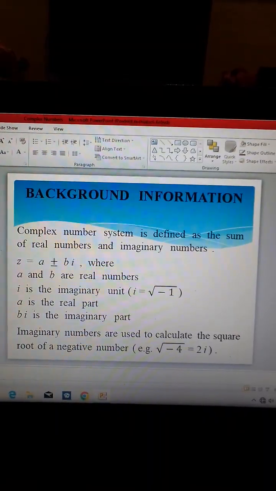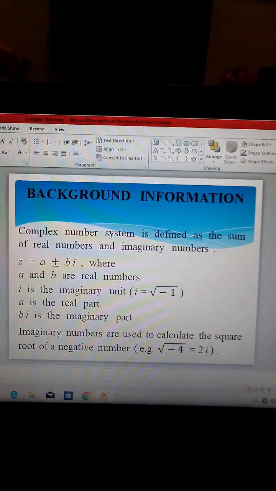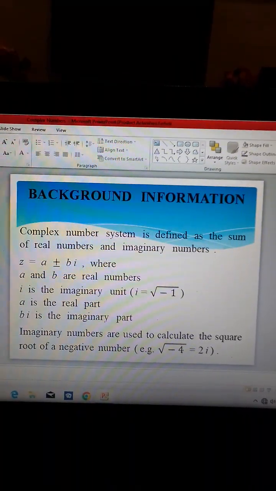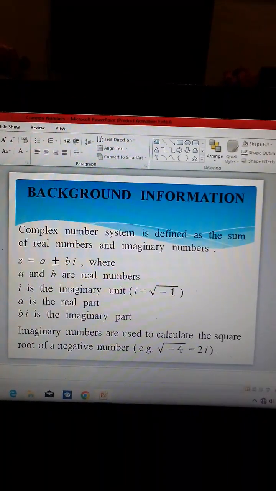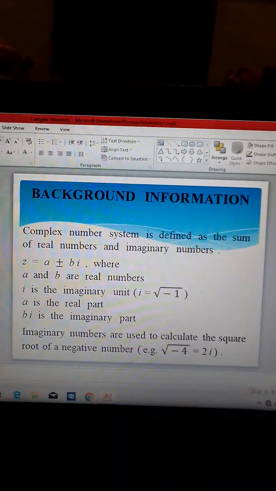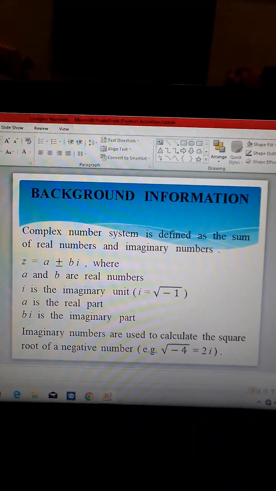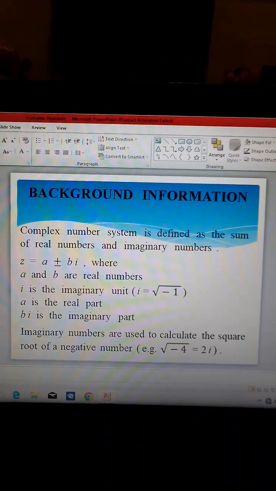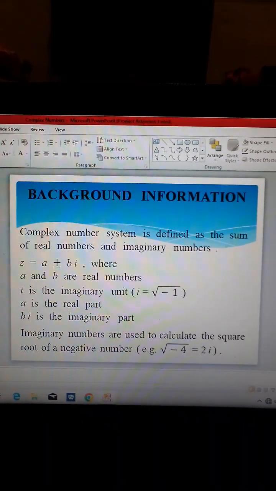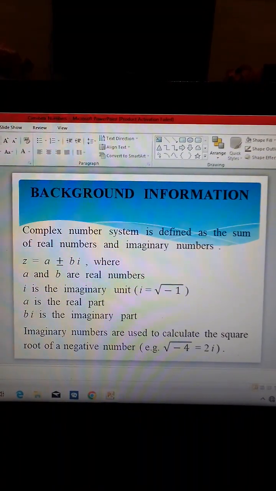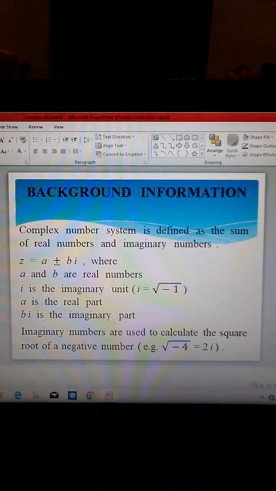Now, imaginary numbers are used to calculate the square root of a negative number. Please note that i is the square root of -1. So for example, the square root of -4 is equal to 2i because it's the square root of 4 times the square root of -1. And the square root of -9 is 3i because it's the square root of 9 times the square root of -1. So on and so forth.